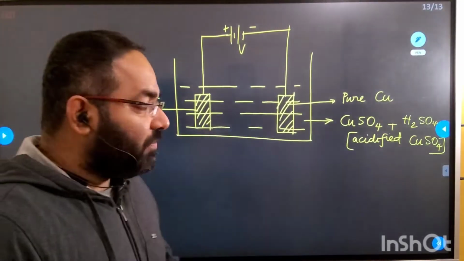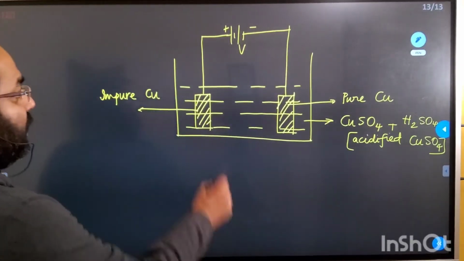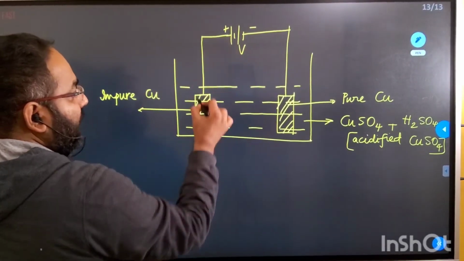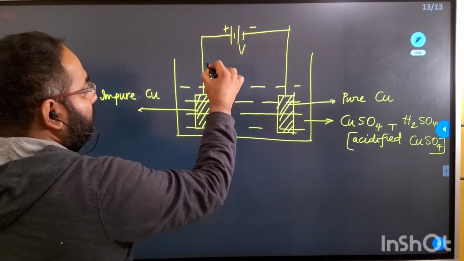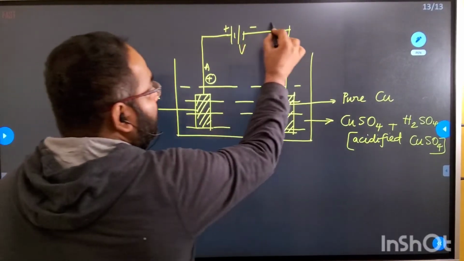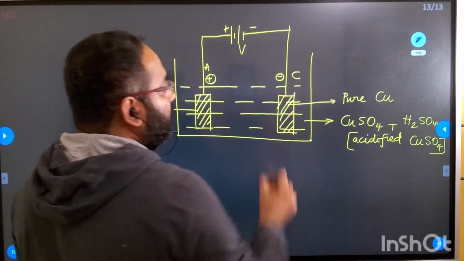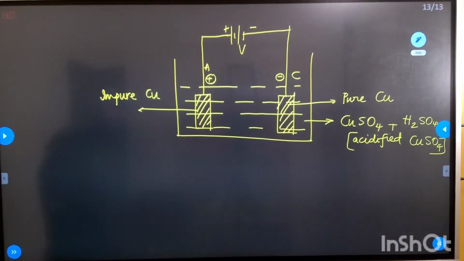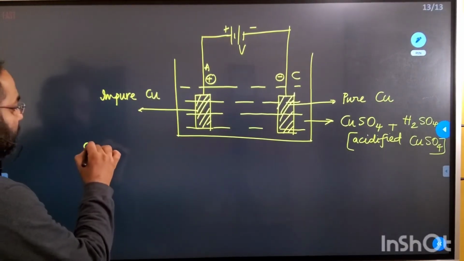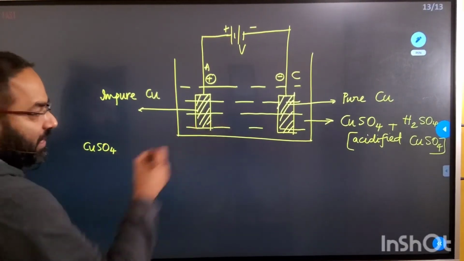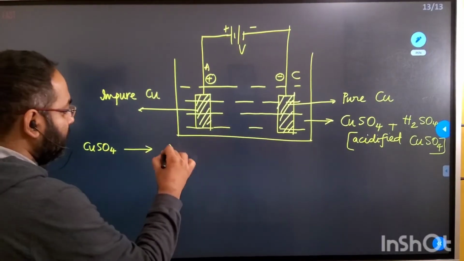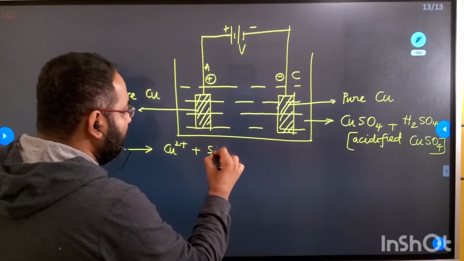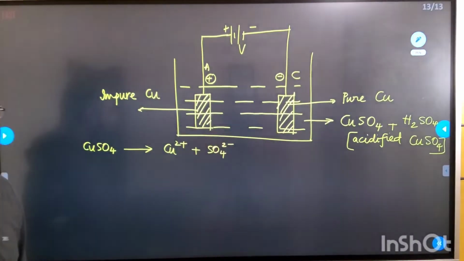Alright, now that you have understood what the electrolyte is, this electrode that is connected to the positive terminal is called the anode. This which is connected to the negative terminal is called the cathode. Now let's see what happens. The moment you start passing electricity, the first thing that's going to happen is this CuSO4 that is there in solution will dissociate to give you Cu2+ ions plus SO4 2- ions.